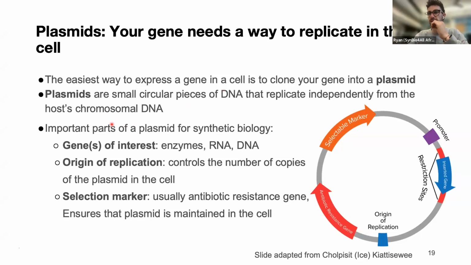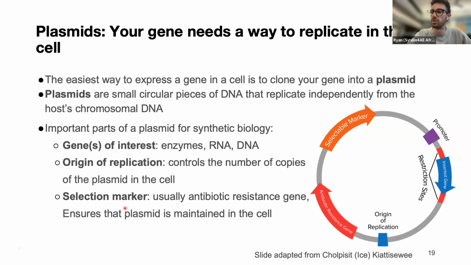There are some important parts of the plasmid for synthetic biology applications. One is the gene of interest, whatever you're trying to put into the cell. You have your promoter and your gene, and this is really the thing that you are interested in as a synthetic biologist. But there are a couple of other parts that are important for making sure that your plasmid is taken up into the cell and maintained by the cell as it grows and divides. One is the origin of replication, which controls the copy number of the plasmid, so how many copies of the DNA are in the cell at any given time.